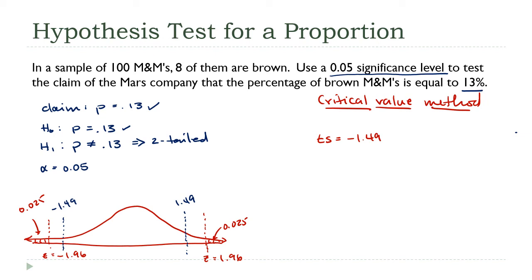There is evidence to support the claim that the number of brown M&Ms is 13%, right? That would be the language.